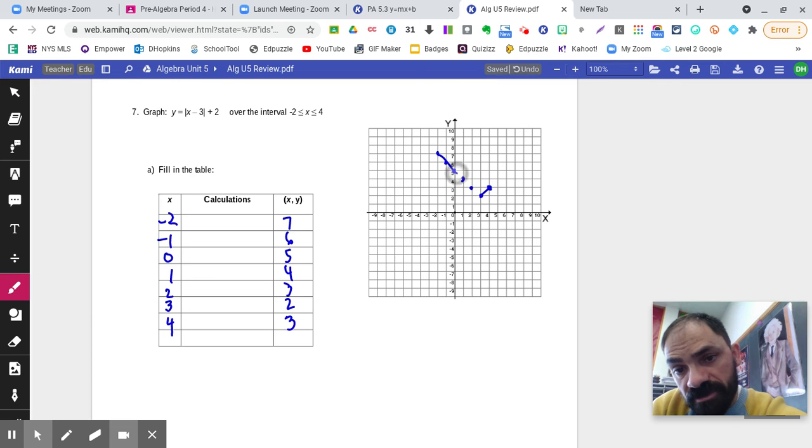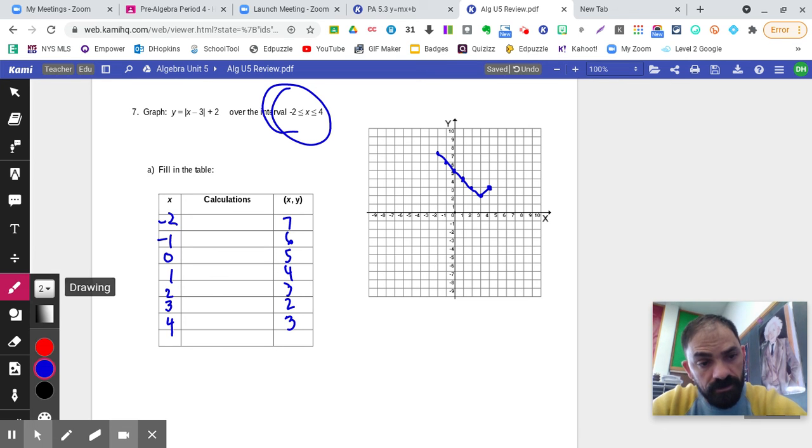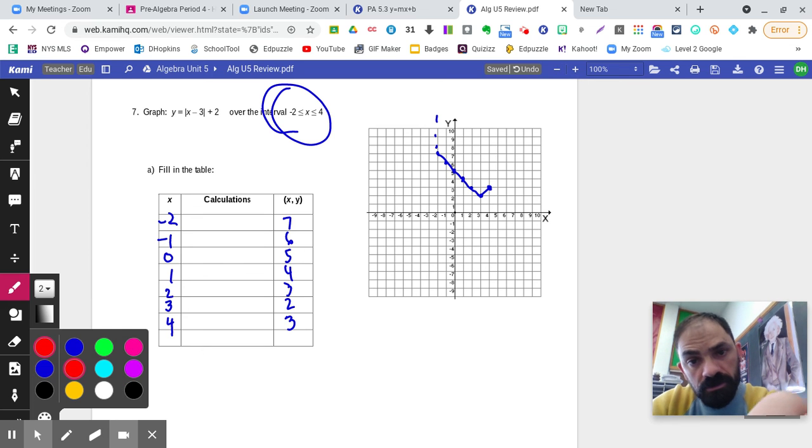Now, I will not have arrows on my graph because it said to stay within that interval, negative 2 to 4. So I need to stay between negative 2 and 4 on my domain. All right.